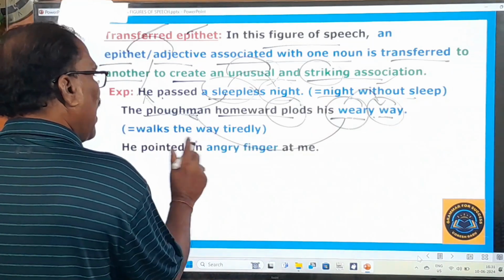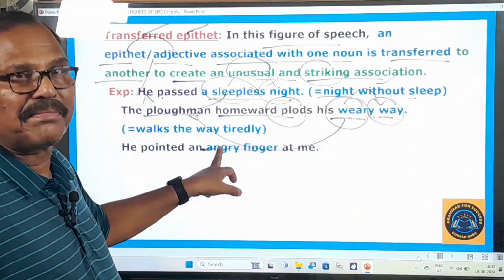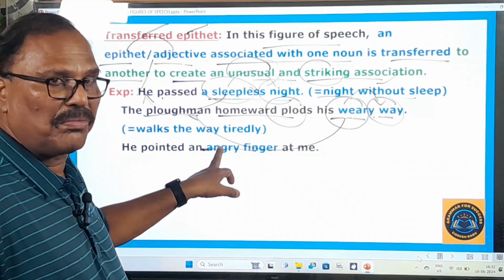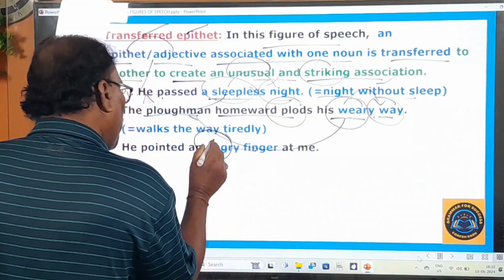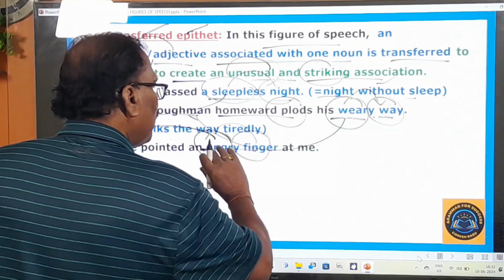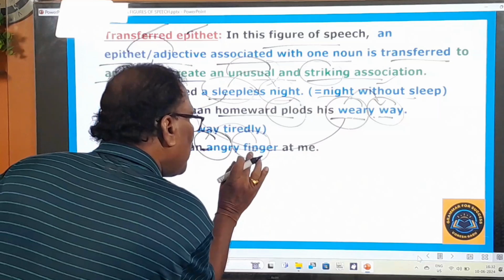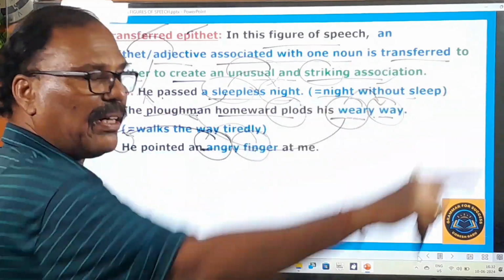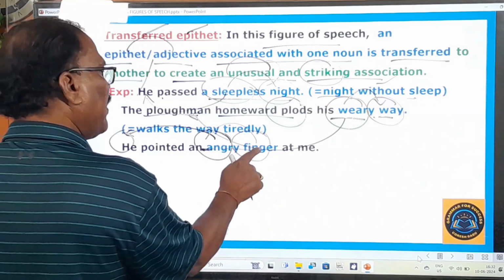Right. And here you pay attention. He pointed an angry finger at me. See, finger cannot be angry. Can it be angry? No. So here this angry, this adjective, this epithet is supposed to be used for this man, but here it is used wrongly for this finger. That's why this angry adjective is transferred to this finger. Angry finger. He pointed an angry finger at me.